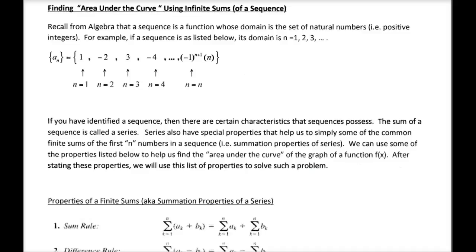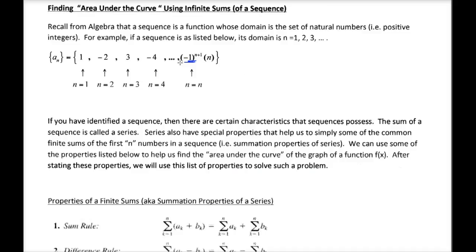If we recall from algebra, a sequence is a function whose domain is a set of natural numbers, that is, positive integers. I have an example of one such sequence here. If a sequence is as listed, then its domain is just the numbers n, which is 1, 2, 3, 4, and so on. You can see I have the alternating sign going on, and that's represented by the (-1) raised to the n plus 1. That's what makes it change sign for every value of n that's even.